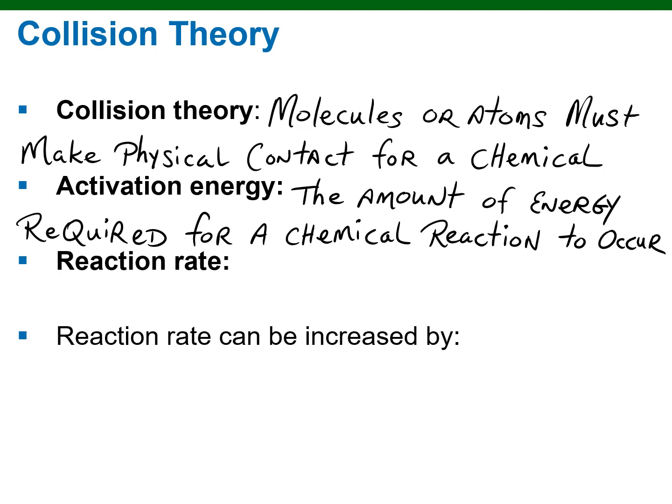And the rate at which products form is referred to as the reaction rate, or the speed of a reaction. And if you were to put this onto a clock or a time scale, we would say that the speed of a reaction is measured in the number of products that are formed per second.